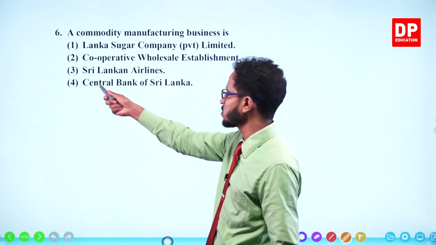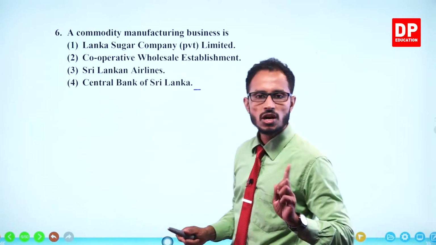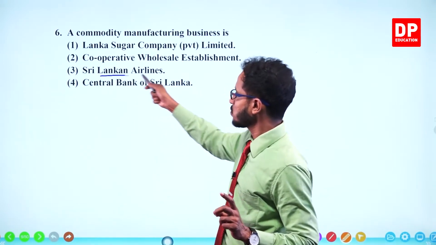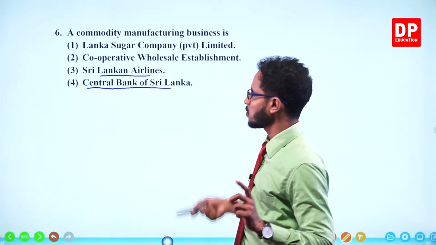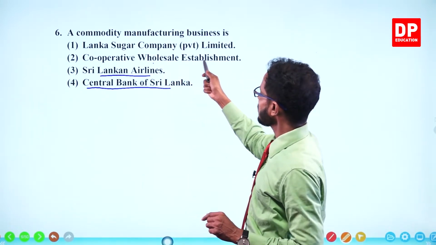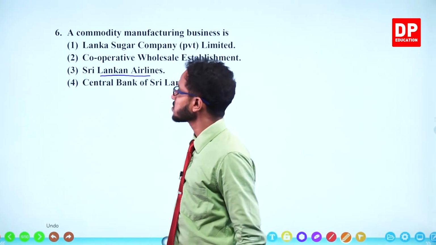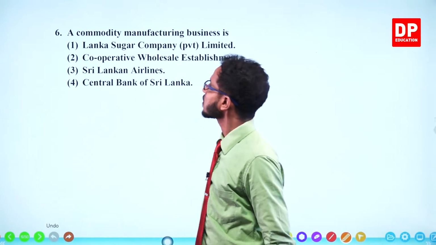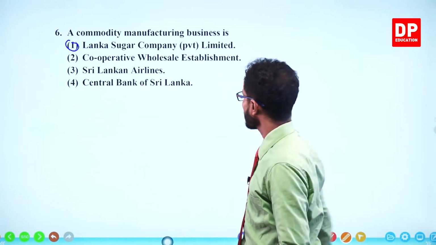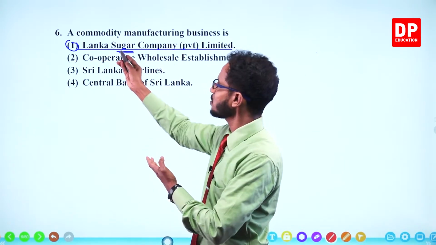Central Bank of Sri Lanka is not a commodity manufacturing business. Sri Lankan Airlines is also not. Central Bank is also not. Cooperative Wholesale Establishment, no. That is a service providing business. The commodity manufacturing business is this Lanka Sugar Company. What are they manufacturing? Sugar is a commodity.